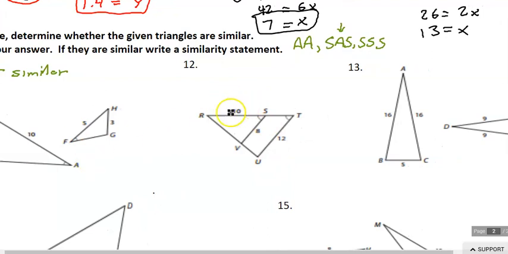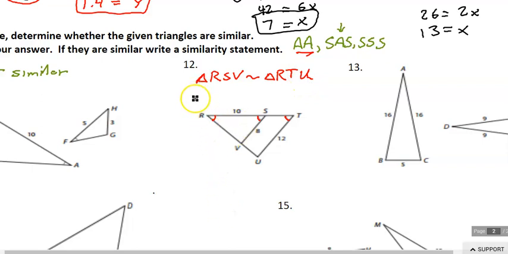Here we have a reflexive angle. R is shared by both of these triangles. And then we also have this congruent as well. So we have 2 angles that are congruent. So we can use angle, angle here and say, yes, they are similar. So we can say triangle, let's say RSV. RSV will be similar to, and then for the big triangle, R is congruent to R, S is congruent to T, and then angle V is congruent to angle U.